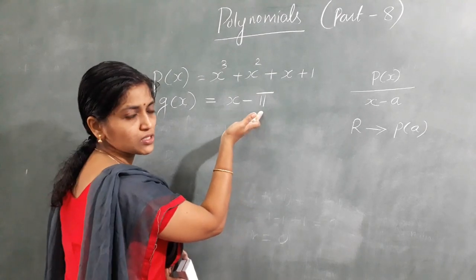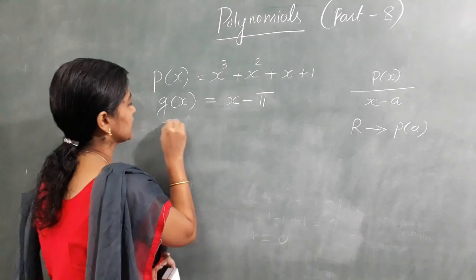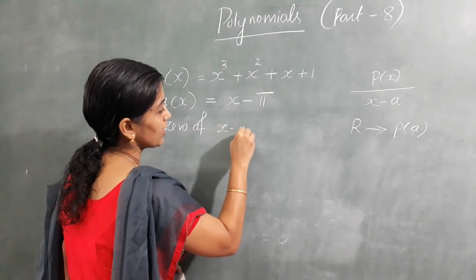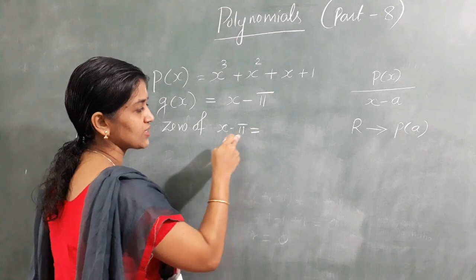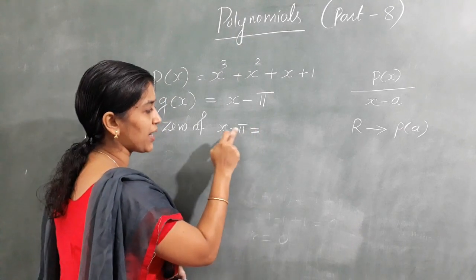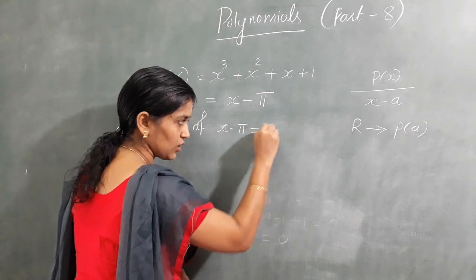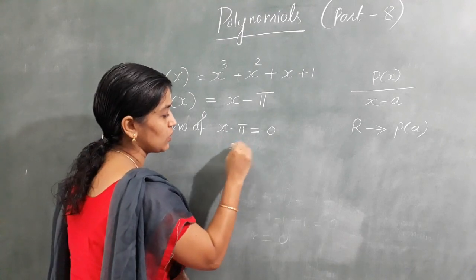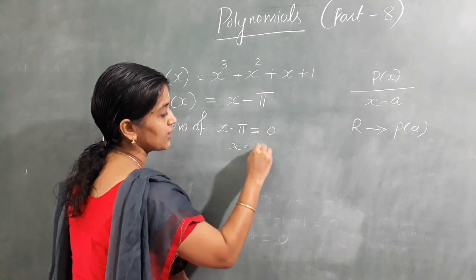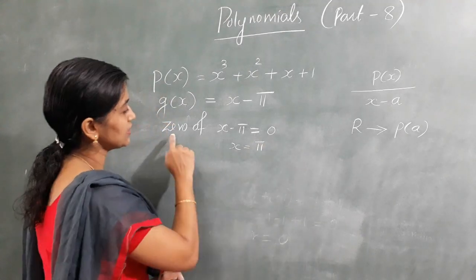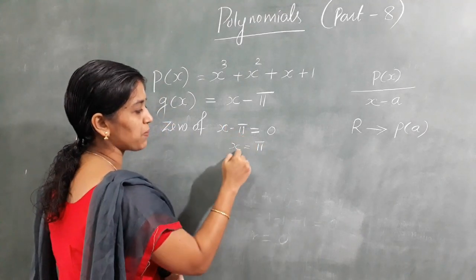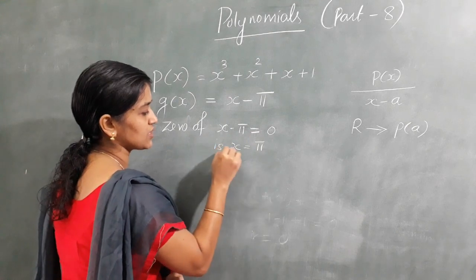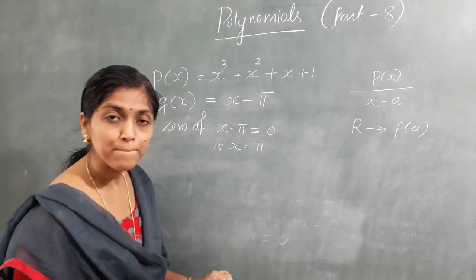What will be the 0 of this polynomial? What is the 0 of x minus pi? We will take x minus pi is equal to 0, and from here we will get the value of x. So x is equal to 0 plus pi, that is pi. So the 0 of x minus pi is x is equal to pi.